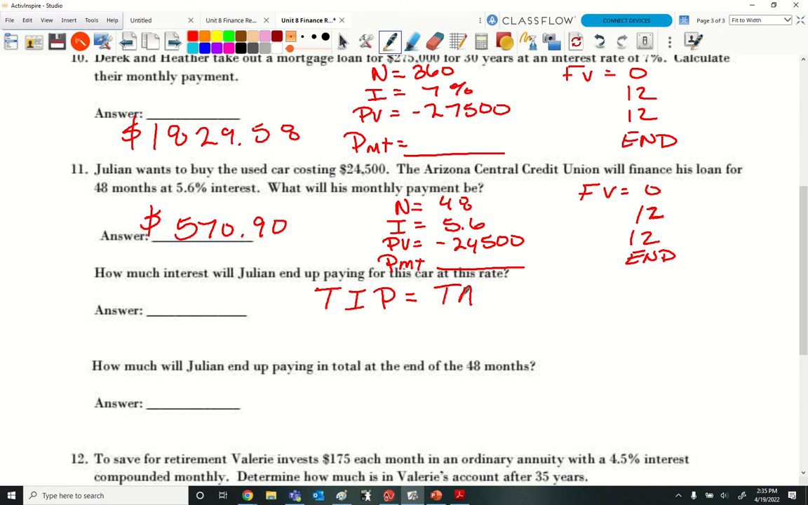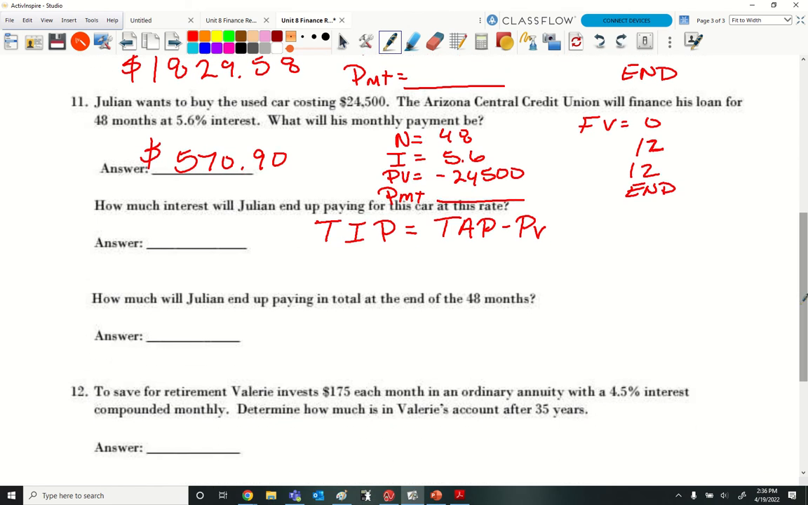TAP. Is it PV or PMT? PV. But how would I get the TAP? PMT, very good. So we get PMT times N. If you notice the next question, they're kind of out of order. How much will Julian end up paying in the end? So that's my TAP, right? So on the bottom, this next question is the TAP. So to figure out my TAP, that's going to be my payment times N.